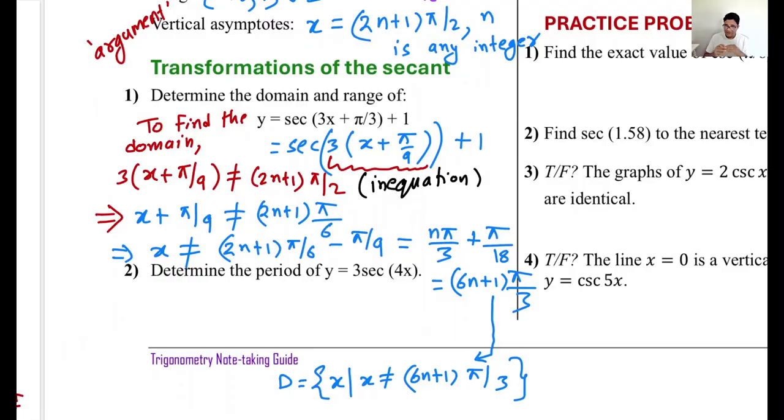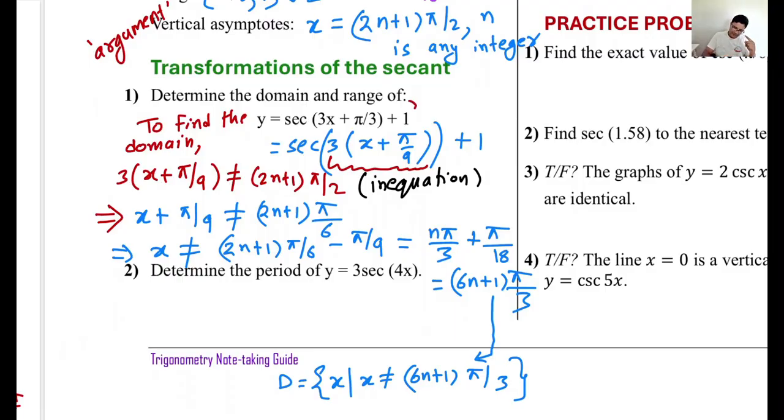The range, now remember, for the range for sec x is more than 1, or less than -1. And how is that affected here now? You did not multiply the secant with anything. There is no coefficient for secant, so the range did not get affected. You know that 3x plus pi over 3 changes the inputs, but overall it will produce the same output.